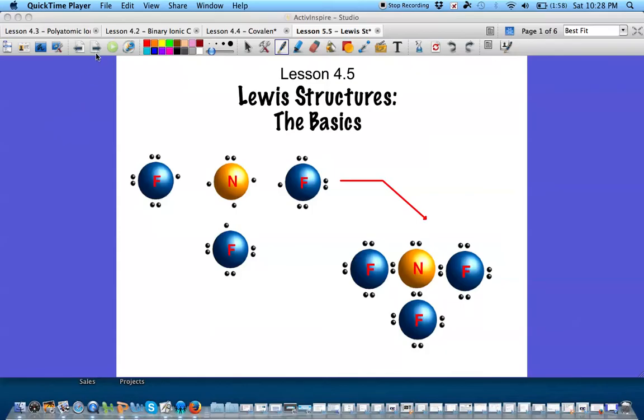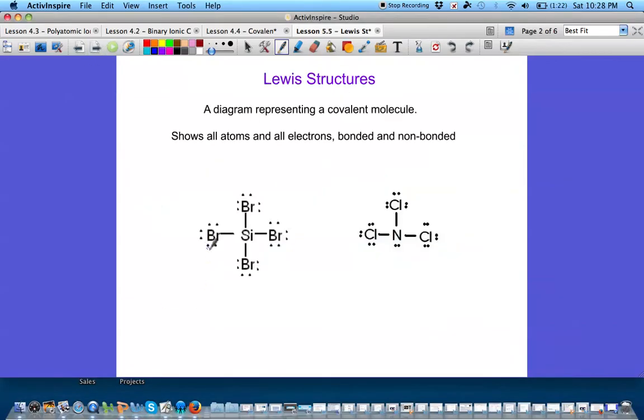Today we're going to talk about single bonding in Lewis structures, and if you'll remember to our last unit when we talked about electron dot structures, we found the number of dots from the valence electrons. The valence electrons are used in Lewis structures of covalent compounds. So a Lewis structure is a diagram representing a covalent molecule or compound, and it shows all the atoms and all of the valence electrons, both bonded and unbonded.